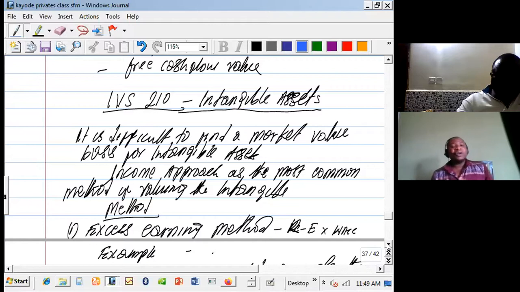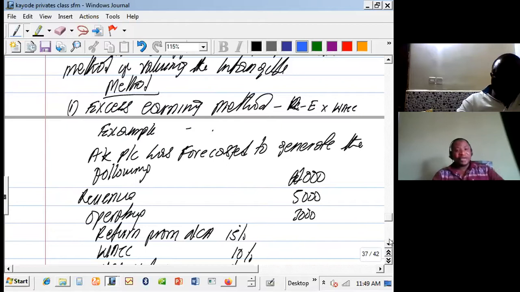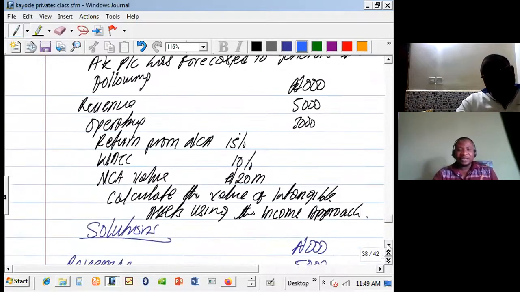Now, we use the income approach most here, and the most common methods for valuing intangible asset using the income approach can be classified into 4. The first one is the excess earning method. For the excess earning method, we are looking at the earnings here, that means revenue minus expenditure, multiplied by WACC. But if there is any return on non-current asset, please deduct it, only when it is given.